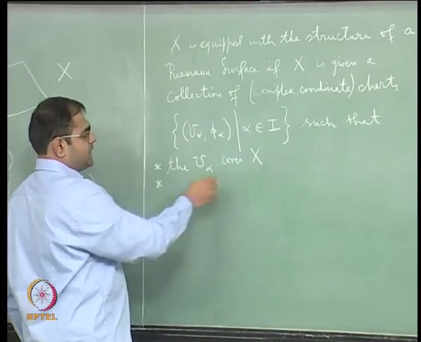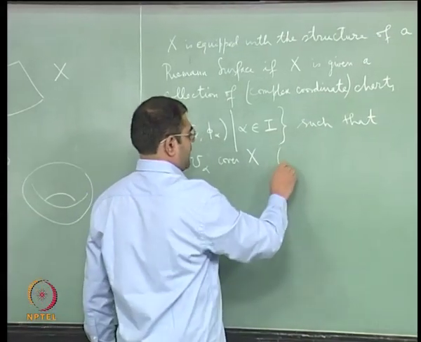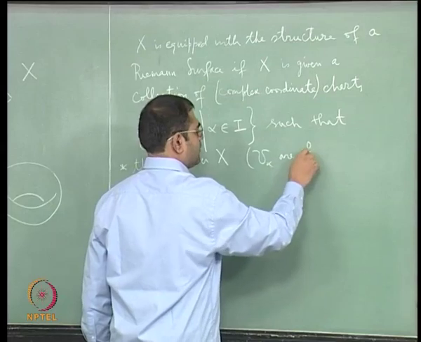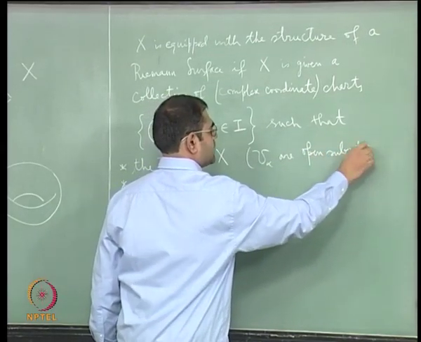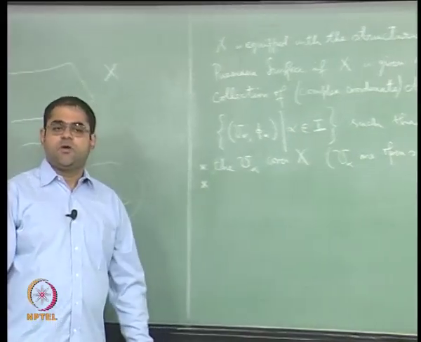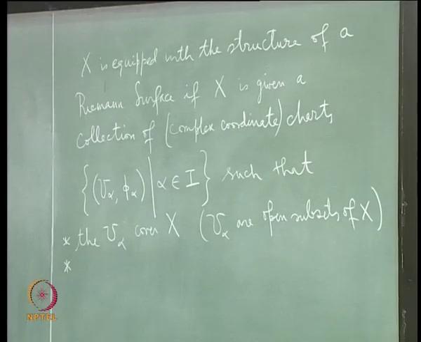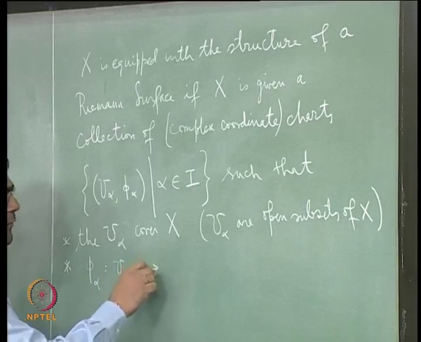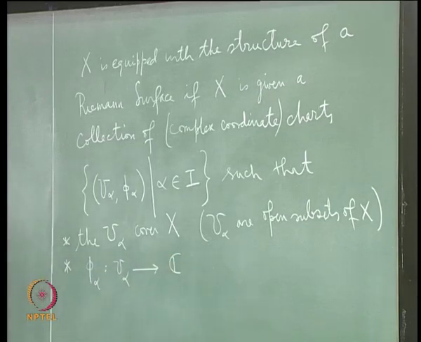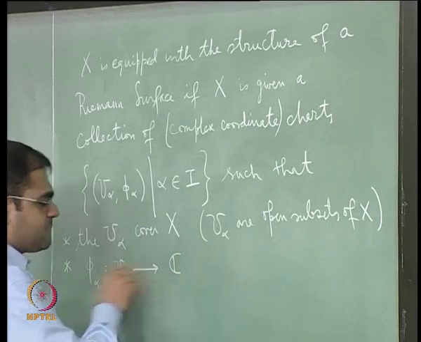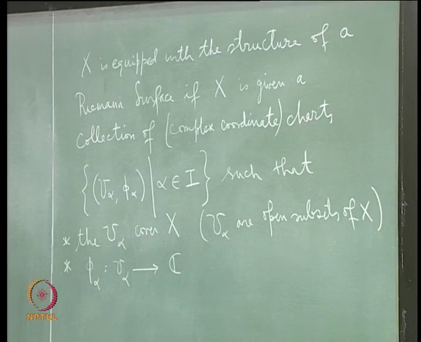The second condition is of course, so I should mention here that the U_alpha are open subsets of X. So, each U_alpha is an open subset of X, and all the U_alphas for the various alphas cover the surface, which is the same as saying that the union of the U_alphas is X. That is the first condition. The second condition is that phi_alpha is a map from U_alpha into the complex plane for each alpha, such that this map has to be a topological isomorphism, that is a homeomorphism, onto an open subset of the complex plane, which we call V_alpha.